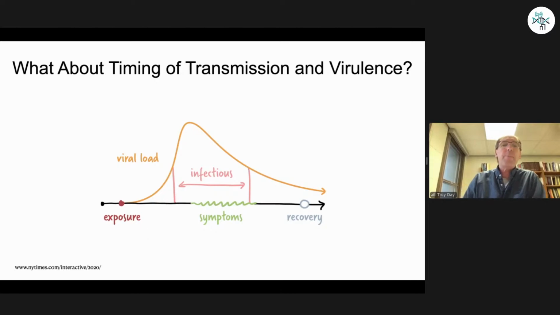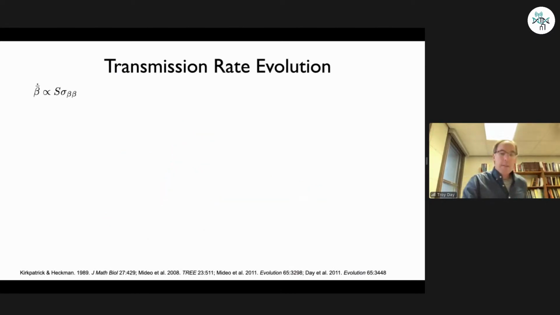And I'll just say very briefly a bit about this because it's quite involved to get into. So I'm going to focus only on the case of transmission rate evolution in these theoretical results. And there's some empirical results I'll show you. But you can incorporate virulence evolution into it in a very similar sort of way. And so this is work that was actually led by Nicole Medeo when she was in my group. She's now a prof at the University of Toronto.